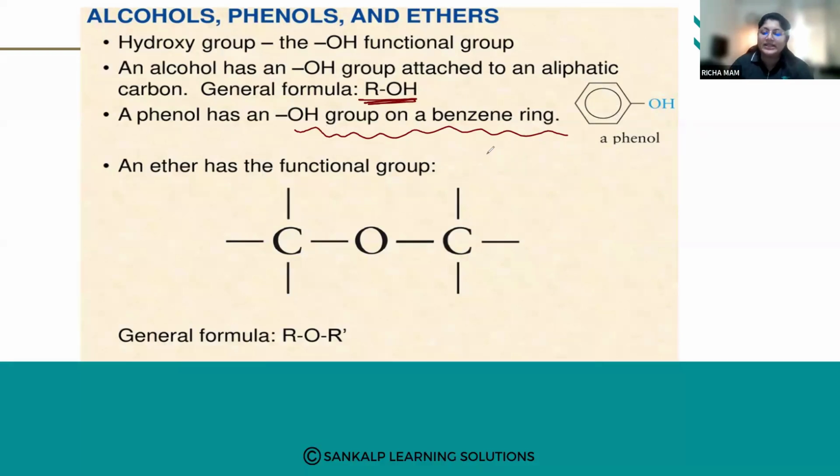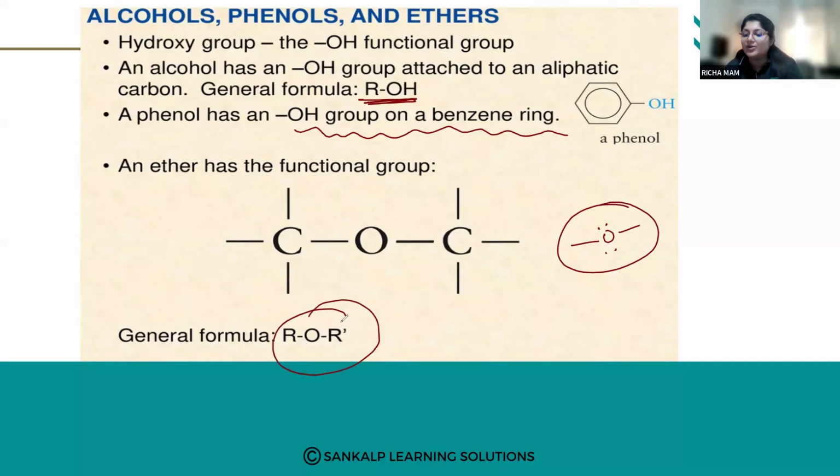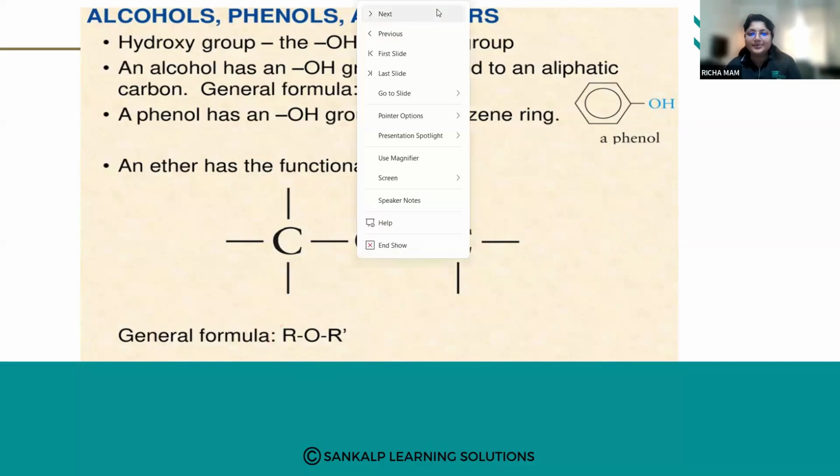So how do we represent ether? Ethers are also organic compounds having this R-O-R' linkage. This is the functional group present, and generally they are represented as R-O-R'. Your R and R', as I have said, can be an alkyl or an aryl group. Is it clear? Yes.